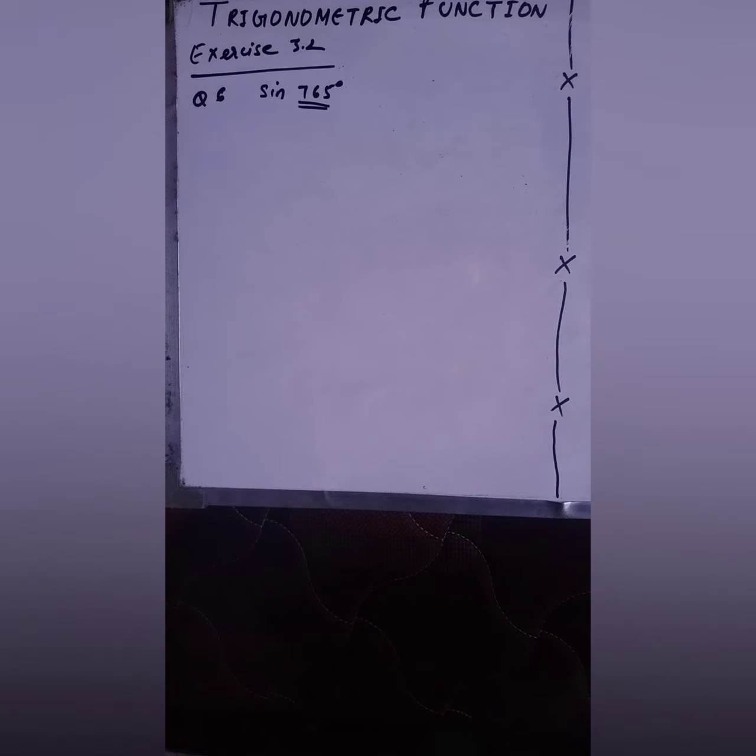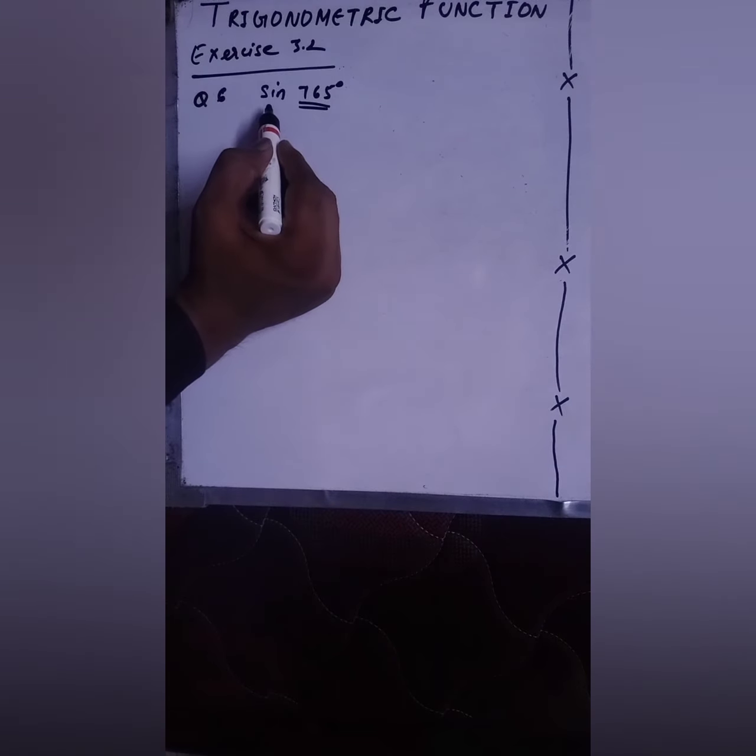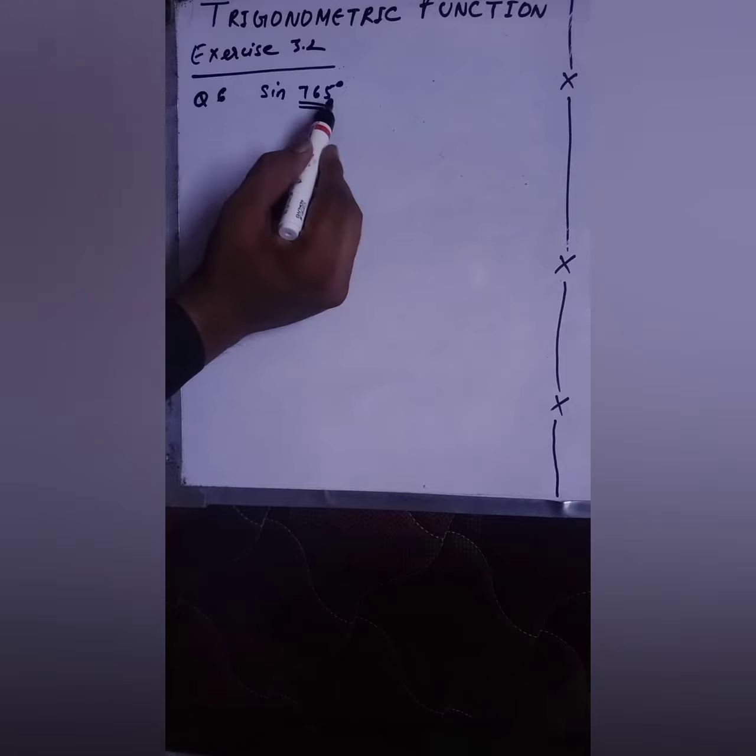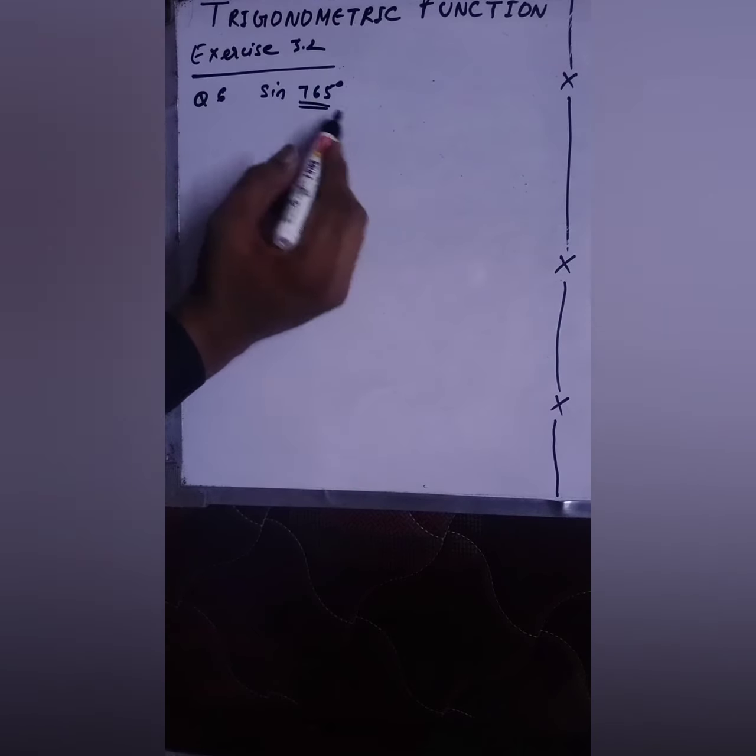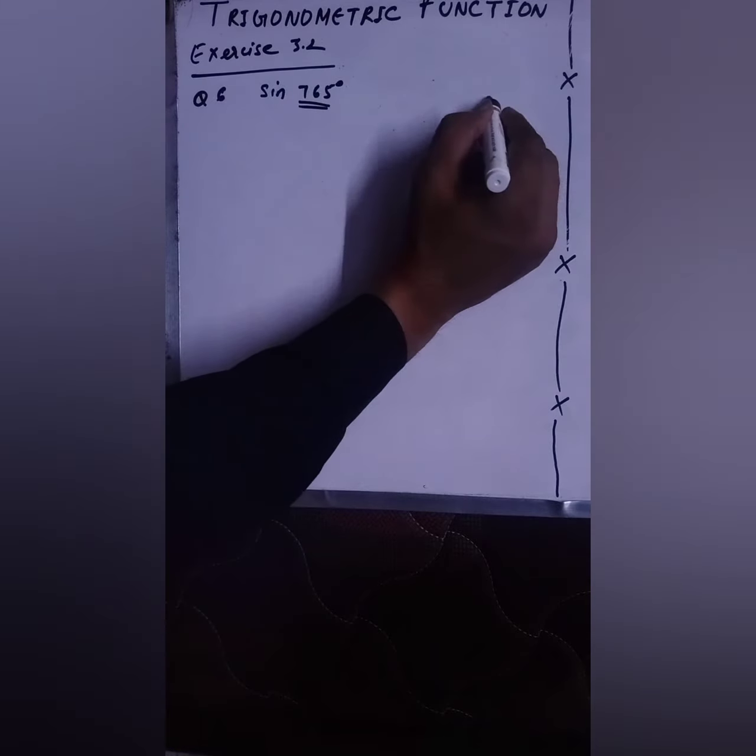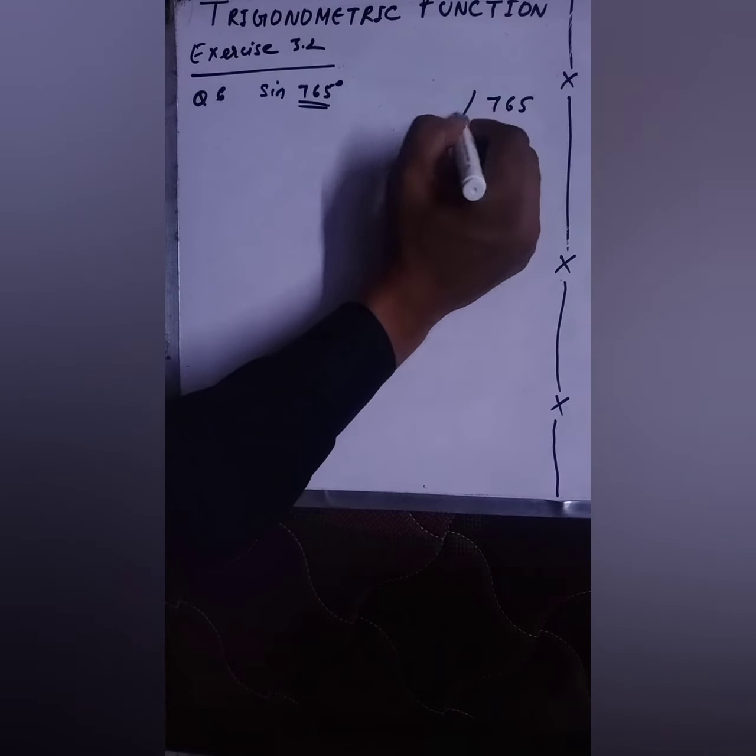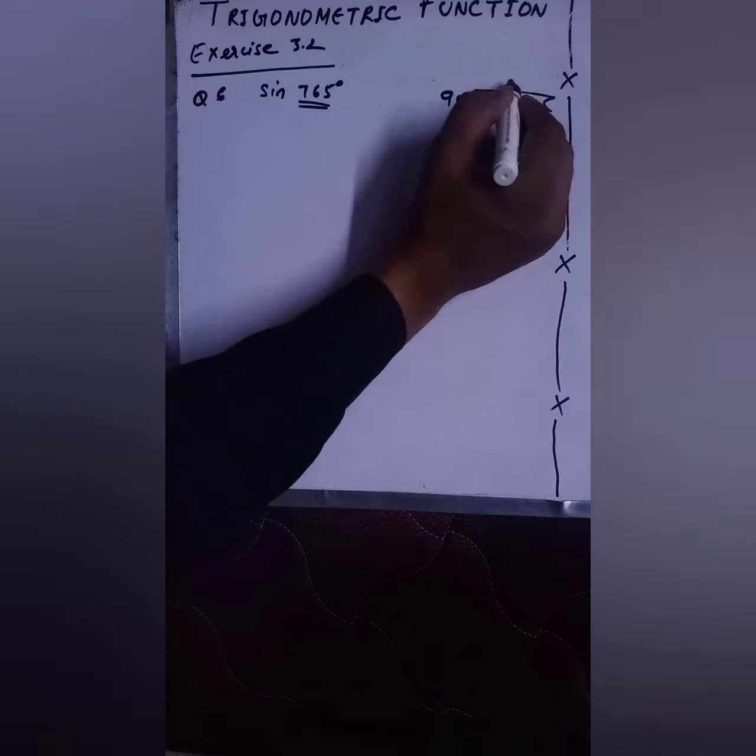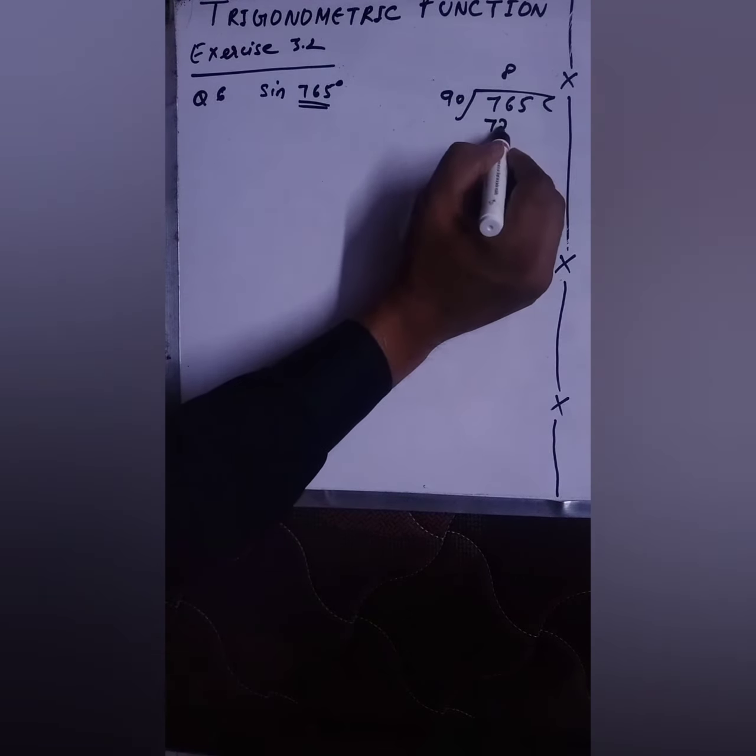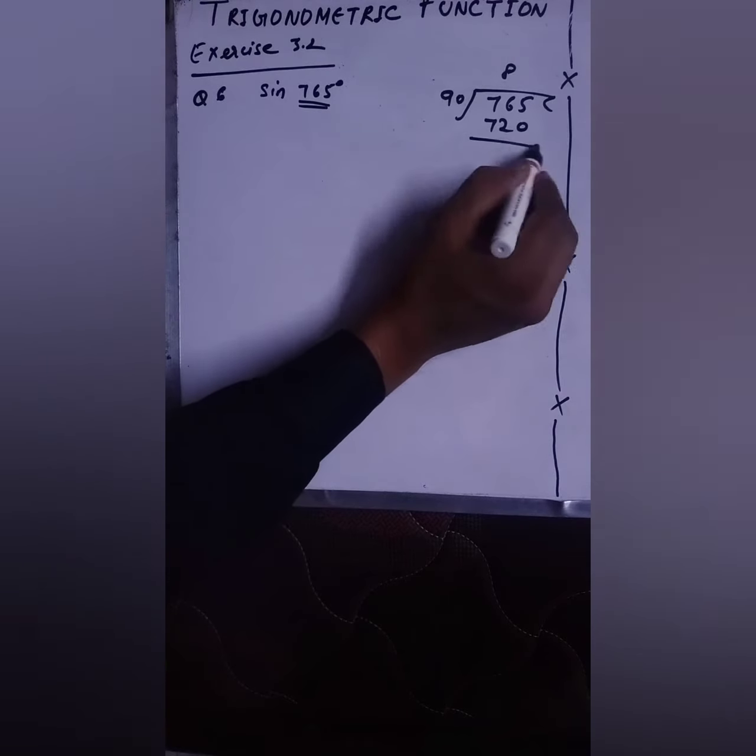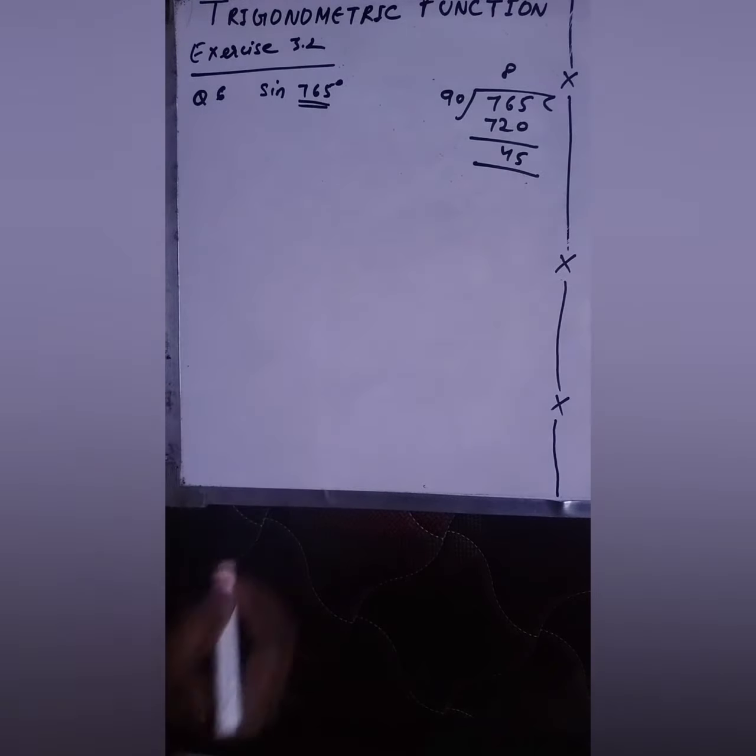So here I'm going to solve question number 6 of exercise 3.2. Concentrate here. We have to find the value of sine 765. In this type of question, you have to divide the angle by 90. So what I'm doing, I'm dividing this angle by 90 here, and you will get 45.